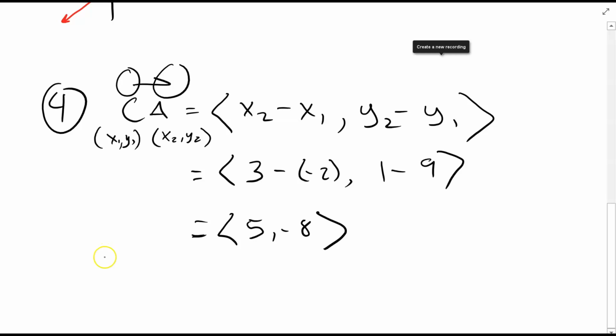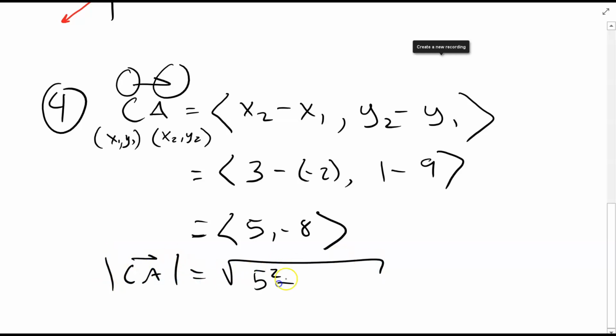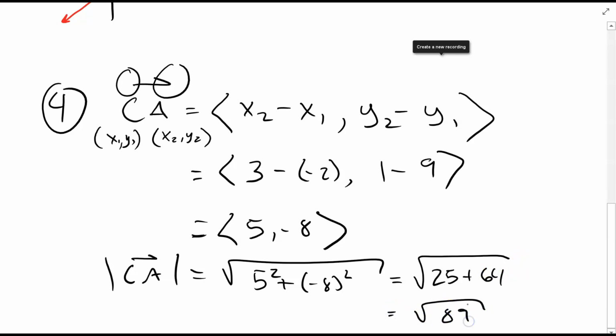Okay. And then if I want the magnitude of that, since I'm in component form, all I have to do is take the square root of those things squared. So the square root of 5 squared is 25. Negative 8 squared is positive 64. And then 25 plus 64 is 89. And I don't think that that square root can simplify anymore. So that's where we're going to end. In fact, I think that might be prime. So I found magnitude but not component.